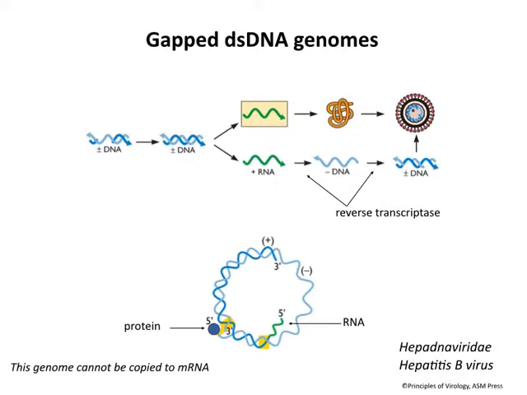There's also a piece of RNA attached to one end of the plus strand. And then there's a protein attached to the minus strand here, this blue circle. So it's very unusual. And this molecule, when it gets into cells, has to be repaired. The protein has to be taken off, the RNA has to be taken off, the gap has to be filled in to make double-stranded DNA, because that's the only thing that can be made into mRNA.